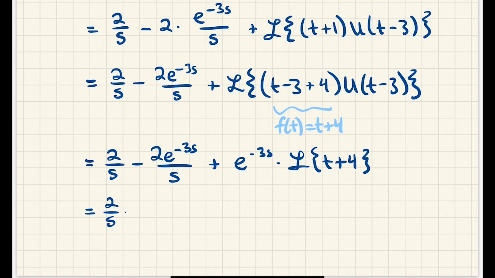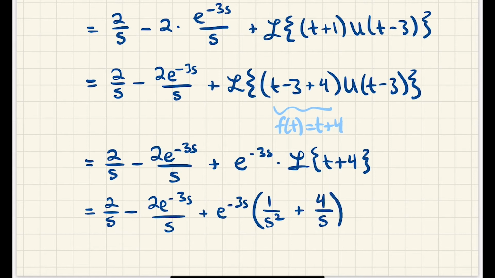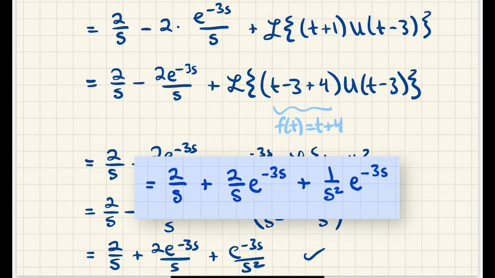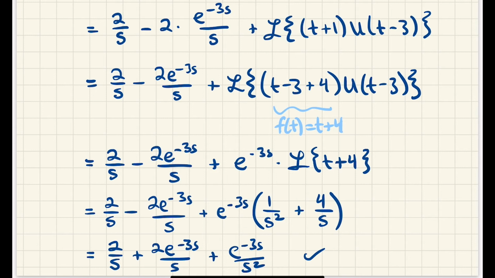Okay, so we have the Laplace transform of t, which we know to be 1 over s squared, and the Laplace transform of 4, which is 4 over s. So this guy and this guy are like terms, so we can add them, and what we're going to get is 2 over s plus 2e to the negative 3s over s, and plus e to the negative 3s over s squared. And indeed, that was the same answer that we got earlier when we did this a super long way. So we win.